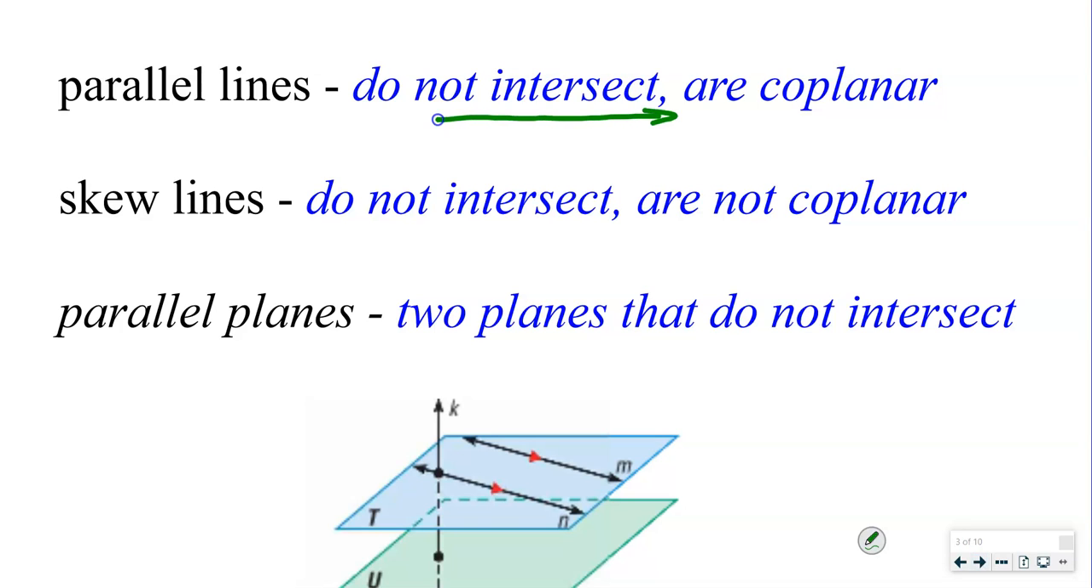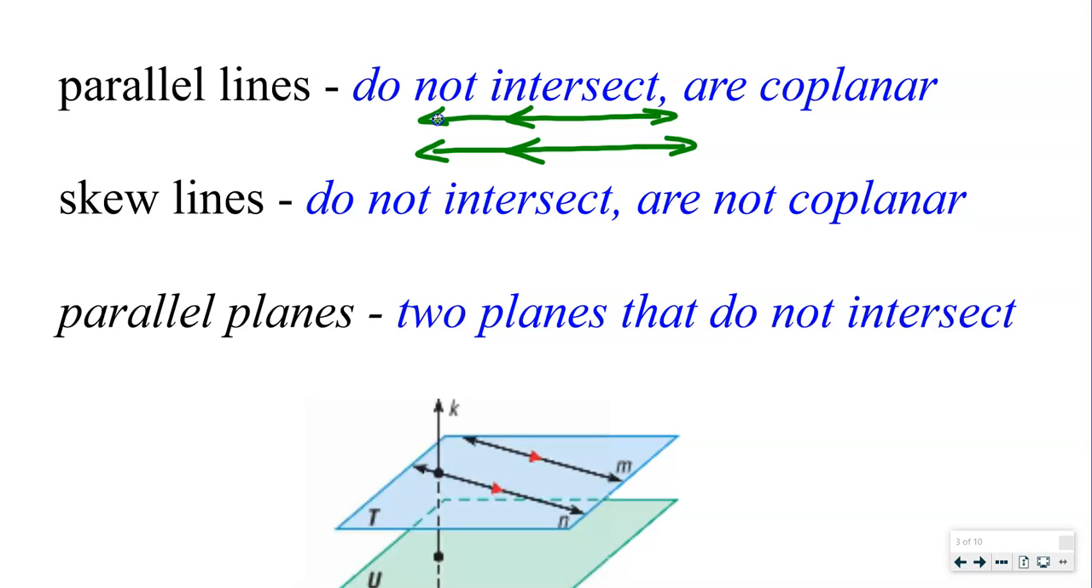So if we have a line and another line that do not intersect, they're parallel. They're going to be marked by a little arrow in the middle, showing that they're parallel, that they do not intersect. And they'd also be coplanar. You could draw a plane including those lines.